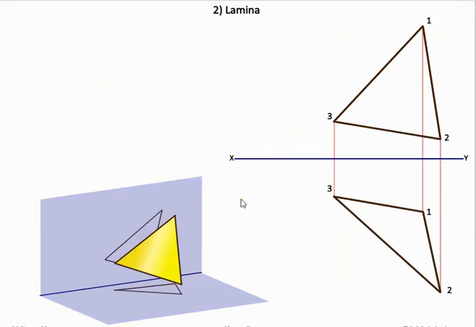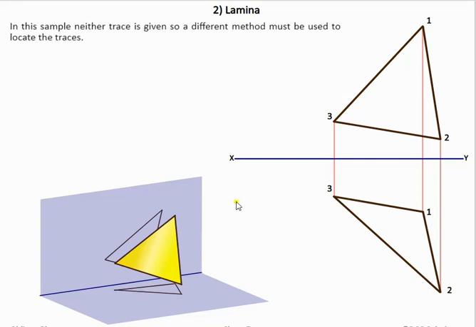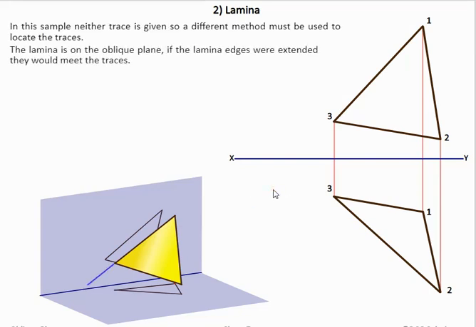Now in this question here, it's slightly different. What we have here is a lamina, and what we're told in this case is this lamina is part of an oblique plane. What we need to do in this case here is actually find the traces. So to find the traces in this case here, it is a method of extending on the length of this lamina, making this lamina bigger until it actually cuts into our horizontal plane and our vertical plane.